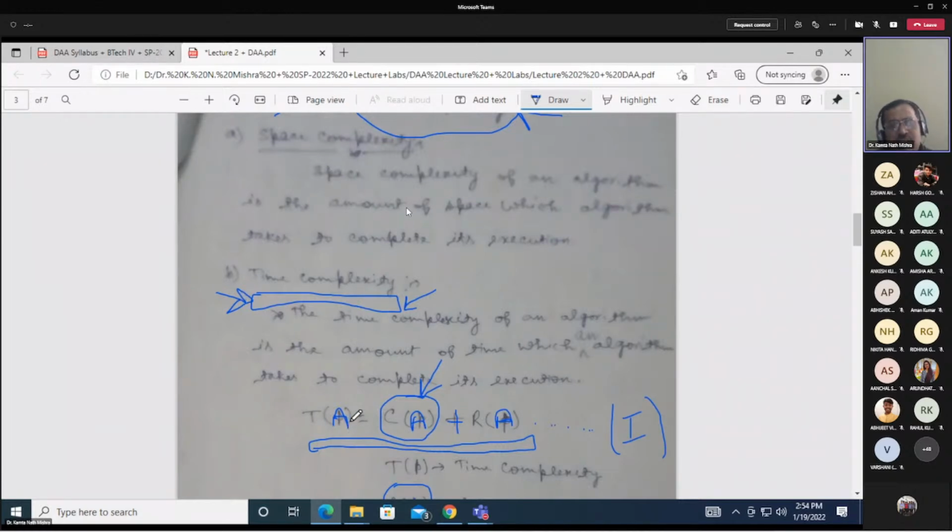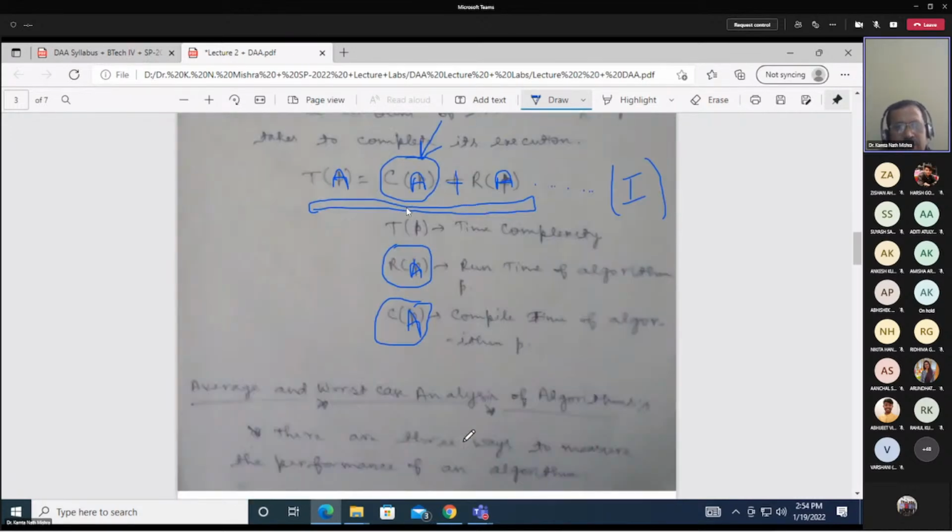That algorithm will be considered the best one. If 4 students have written programs, then the student whose program takes minimum time in compilation plus execution, that program will be considered the best program. So this is the general definition.